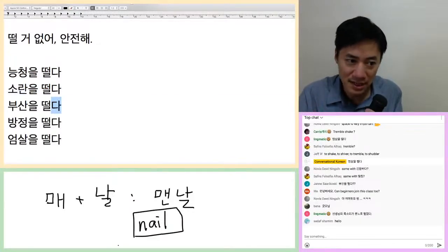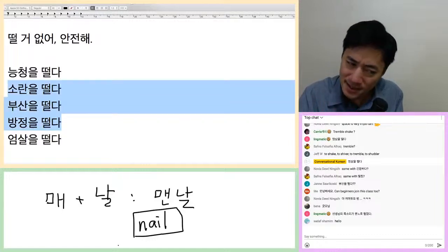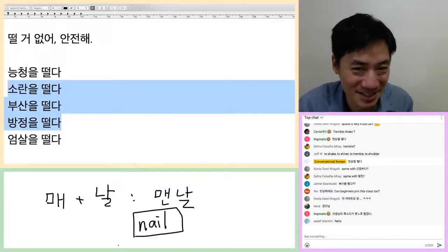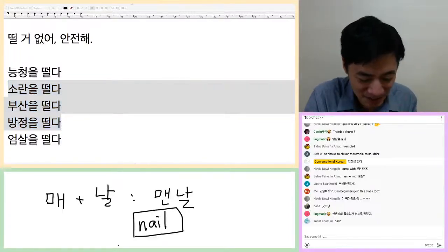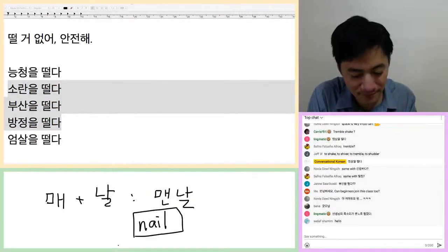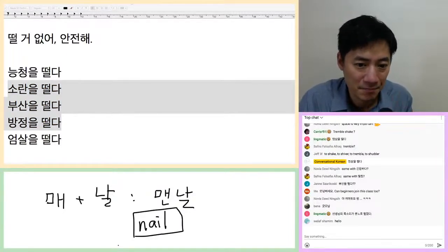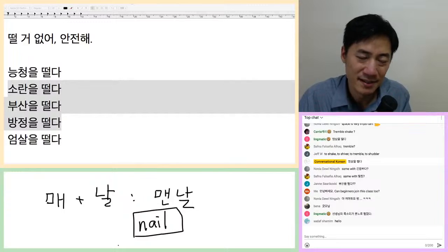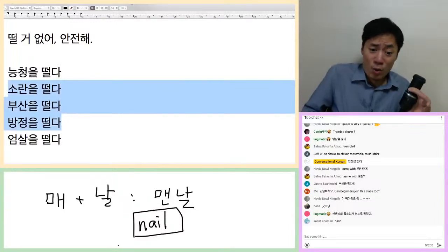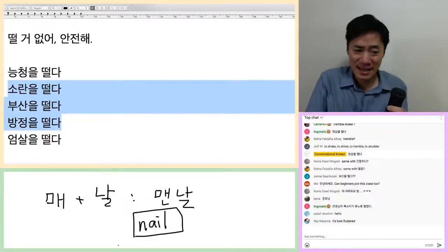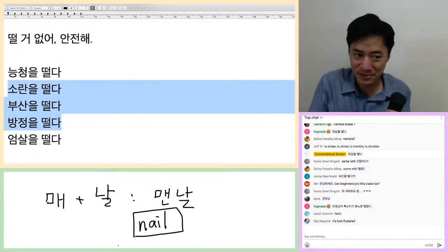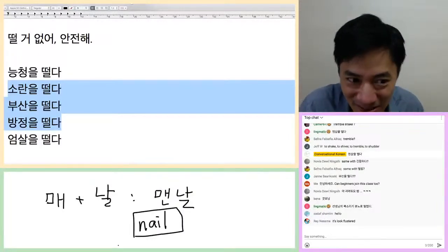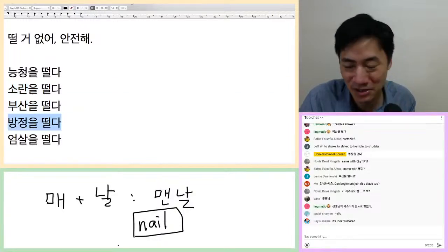And 소란을 떨다, 부산을 떨다, 방정을 떨다. These three are quite similar. How can I explain? Maybe I have to look it up. 소란을 떨다. Effusive. Like, it's nothing, but someone says, oh, what? Oh, I don't know what to do. Like very surprised. Actually, it's nothing to be scared or surprised about, but you know, they shout a lot and are very 시끄럽게 굴어. 소란을 떨다, 부산을 떨다, something similar, 방정을 떨다.